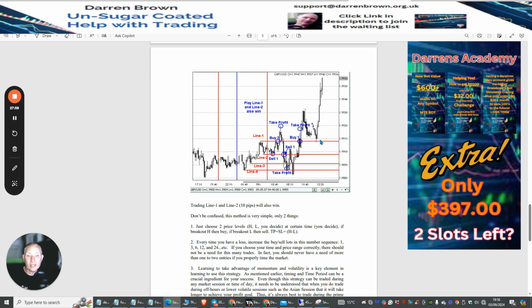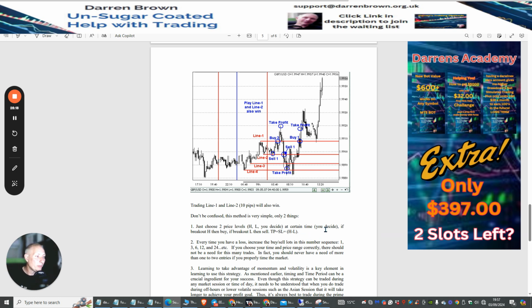That would be Fibonacci retracement, which will help you to get into the market and out of the market. So this is something else you can do. Don't be confused, this method is very simple. It only takes 2 things. One is just choose 2 price levels. So you've got a high and a low that you decide. Remember, Fib's going to do that for you.